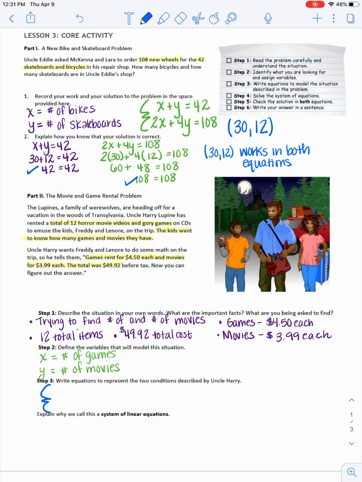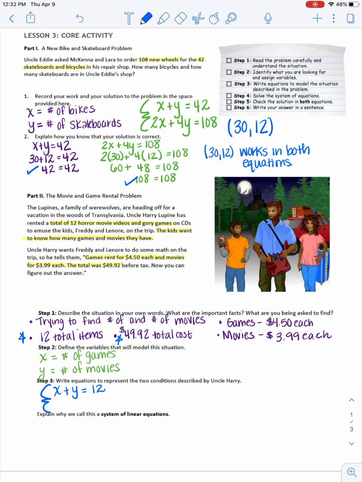Okay. So our system, we have to have an equation for each one of our restrictions or restraints, as we've been calling them. So we have 2 restraints. We have 12 total items, and we have a total cost of $49.92. So one equation has to deal with the total items, which is 12. So if I take the number of games plus the number of movies, that has to equal 12 total items.